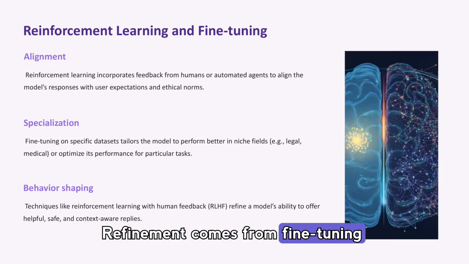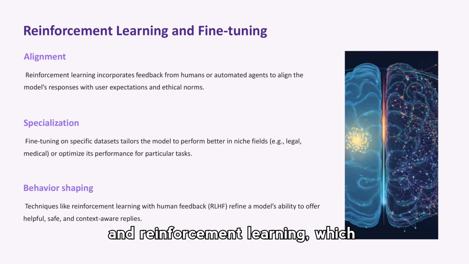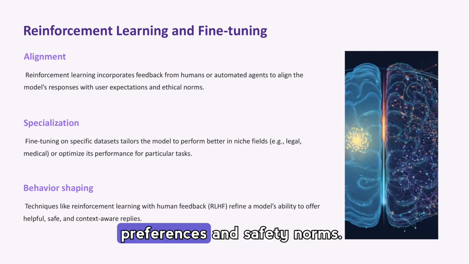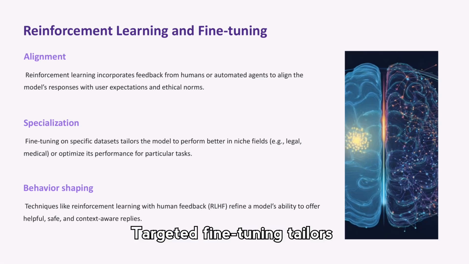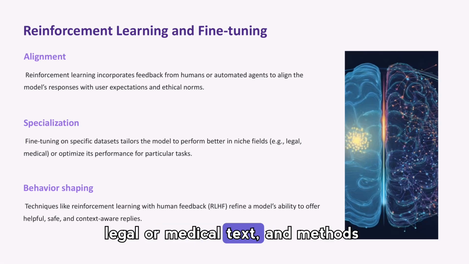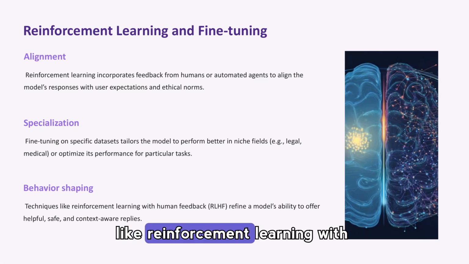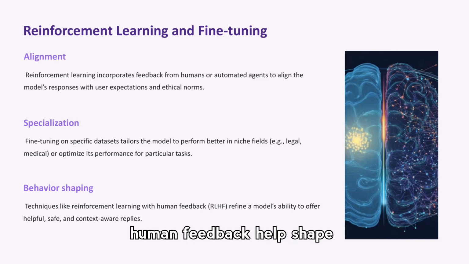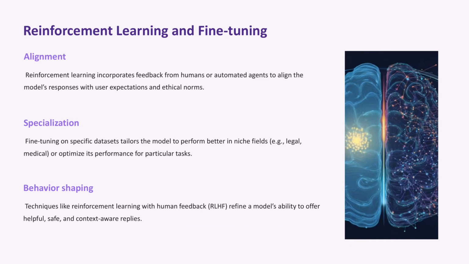Refinement comes from fine-tuning and reinforcement learning, which align models with human preferences and safety norms. Targeted fine-tuning tailors performance for niche tasks like legal or medical text, and methods like reinforcement learning with human feedback help shape behavior toward more helpful, context-aware, and ethical responses.